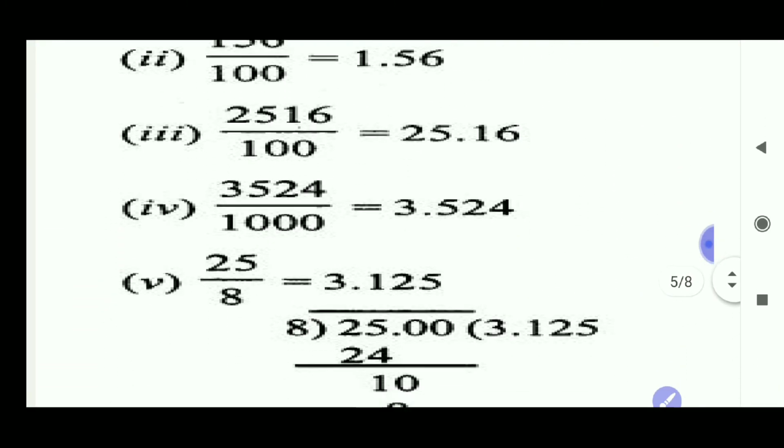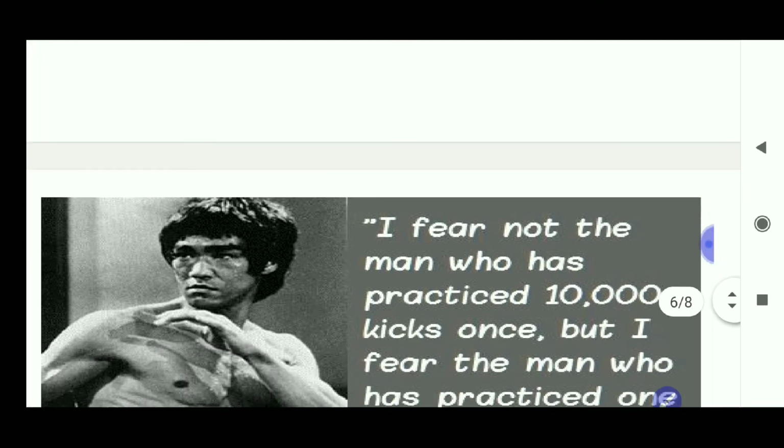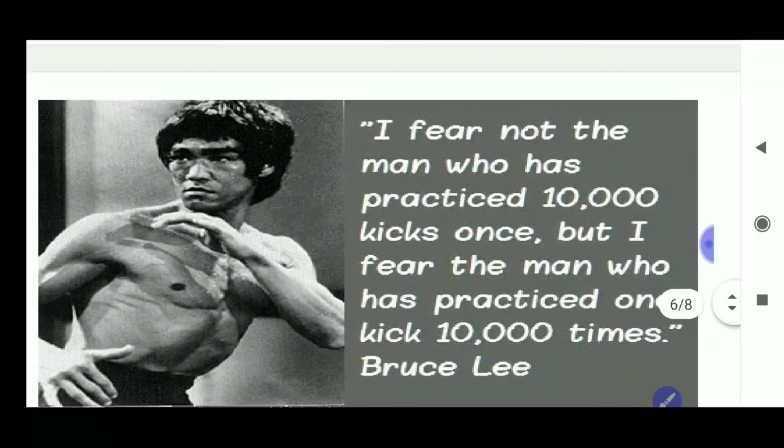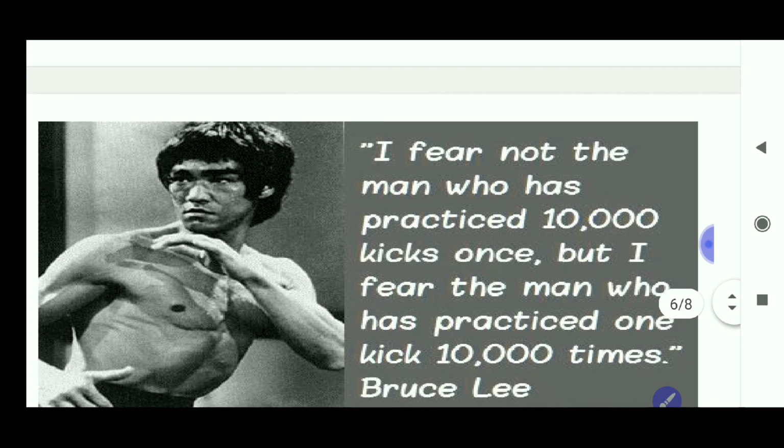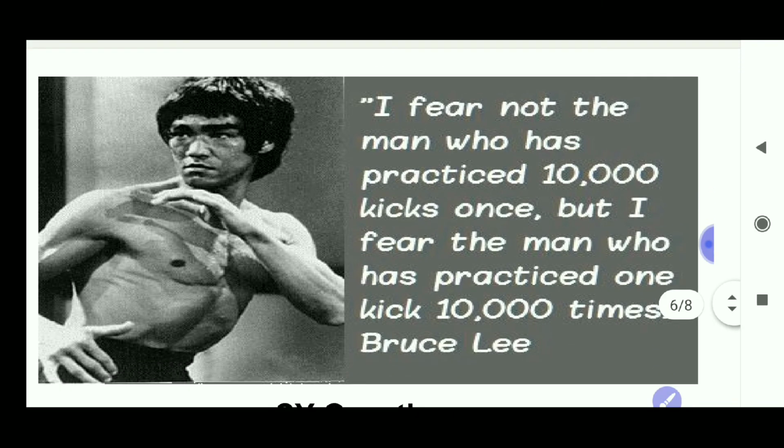Then you will get the answer. Dear students, now you learnt the procedure, but practice is a must. What our favorite hero Bruce Lee said: I fear not the man who has practiced 10,000 kicks once, but I fear the man who has practiced one kick 10,000 times.